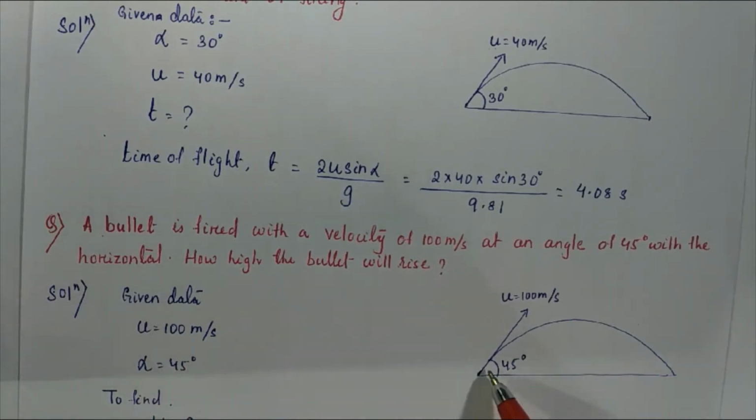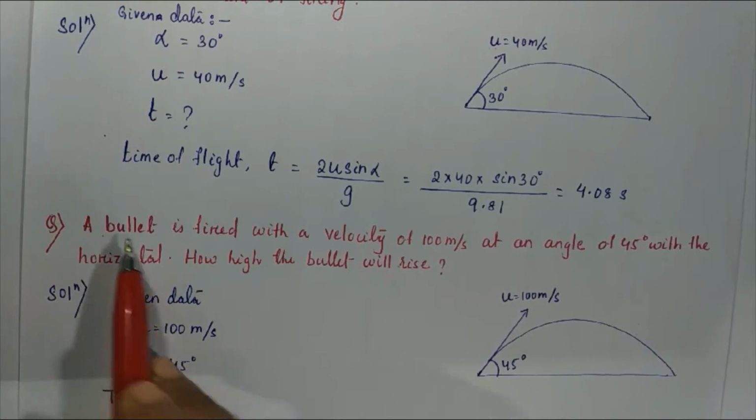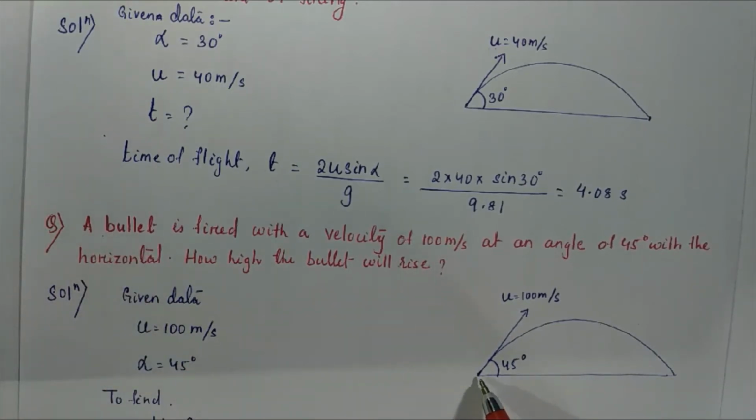So the bullet is fired. The bullet is the projectile. The projectile, or you can say the bullet, is fired with this velocity at an angle of 45 degrees, and that will reach this destination. So we have to find out how high the bullet will rise. It means the maximum height that we are going to calculate.